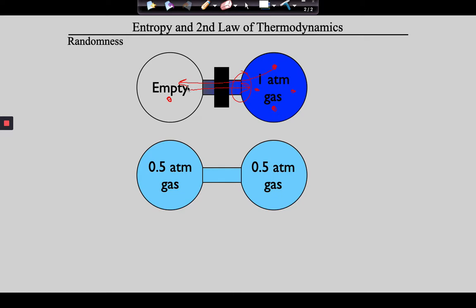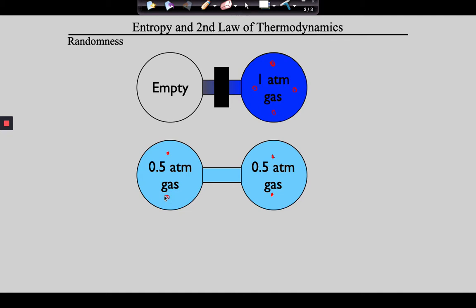They're still moving back and forth, but they are now spread out into the container. And guys, the idea is this. Before we open the valve, all four of them are over here. They don't have a whole lot of freedom. All four of those molecules have got to be over here. But after we open the valve, they have now more places that they can be.